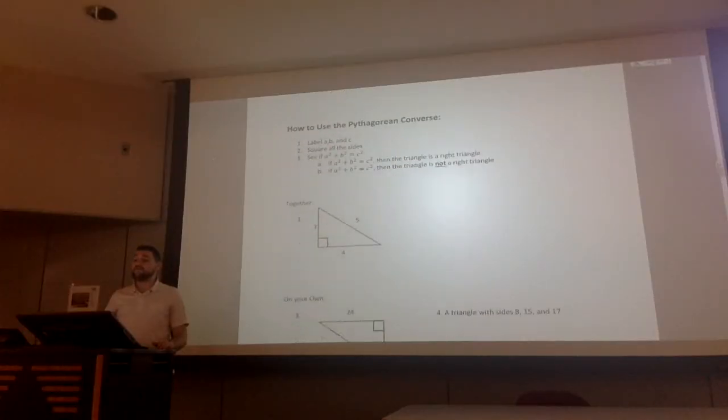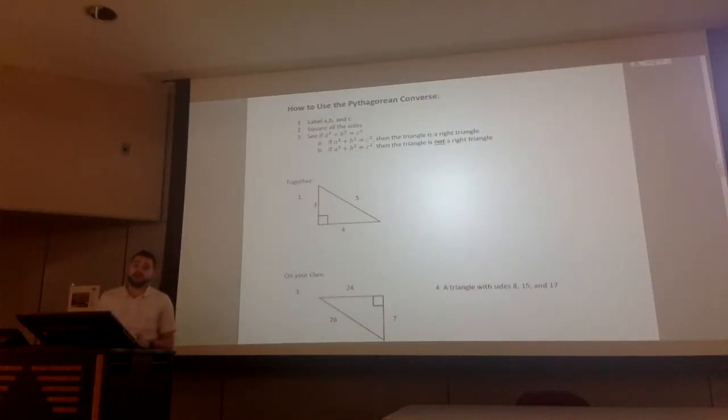So now we're also going to use our formula to help show if triangles are right triangles or not. And so they have similar steps again. You're going to label A, B, and C, but this time you're going to square all the sides and then see if A squared plus B squared equals C squared. So if A squared plus B squared equals C squared, then we know that the triangle is a right triangle. But if A squared plus B squared does not equal C squared, then we know that the triangle is not a right triangle.